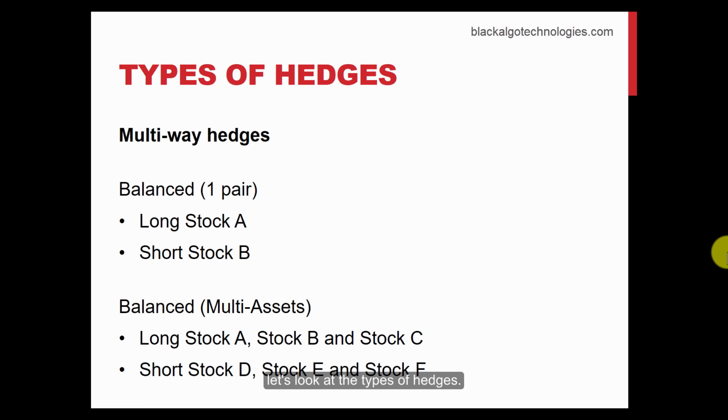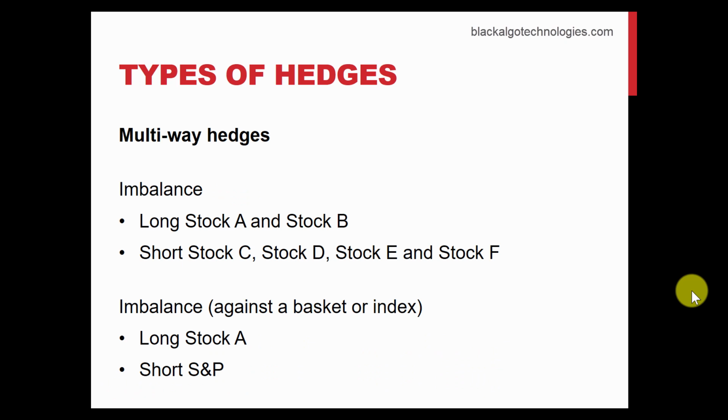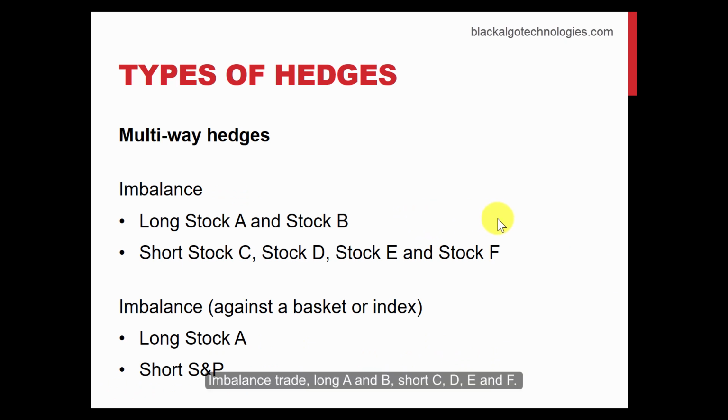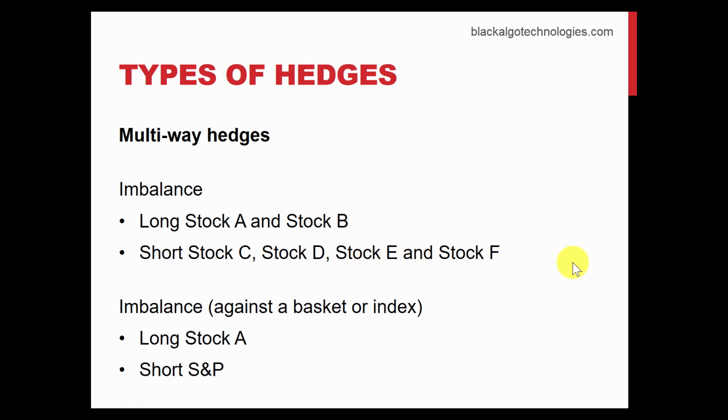Let's look at the types of hedges. There are many different ways we can structure our hedges. So very basic one, a pair trade, long A, short B. When I say long, I mean buy. Second one, multi-assets. You can long ABC, short DEF. An imbalance trade, long A and B, short CDEF.